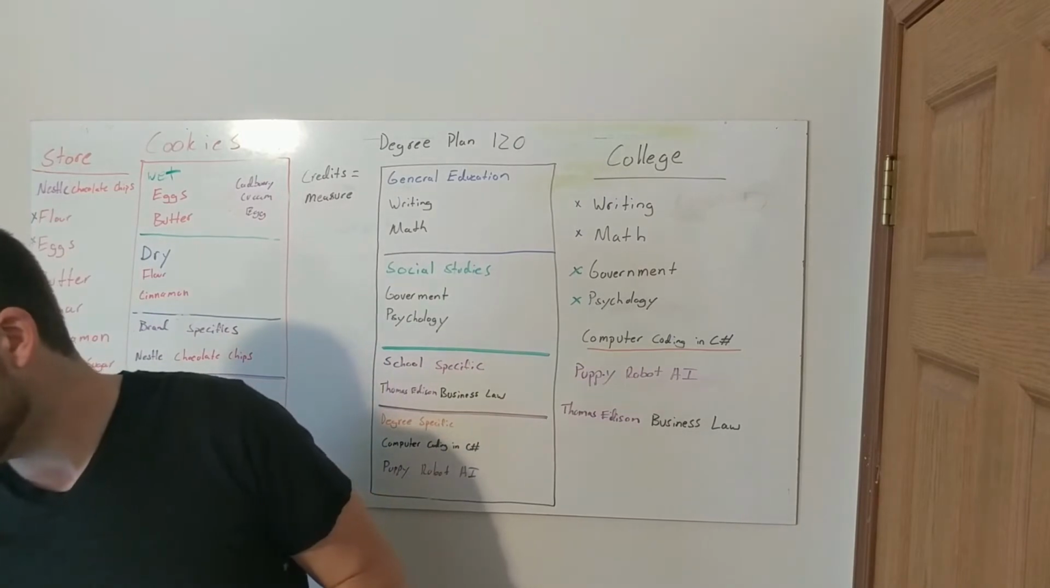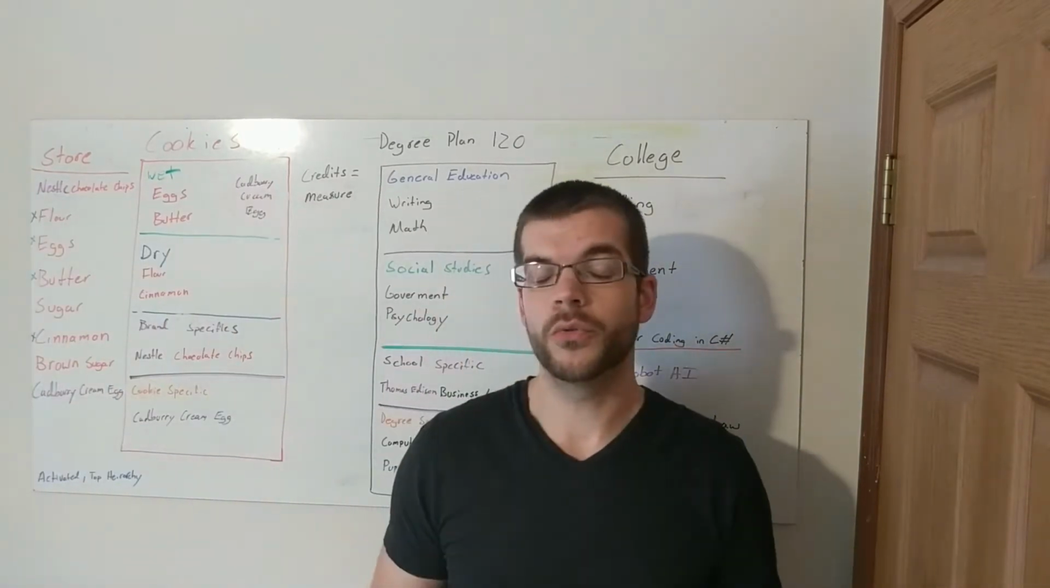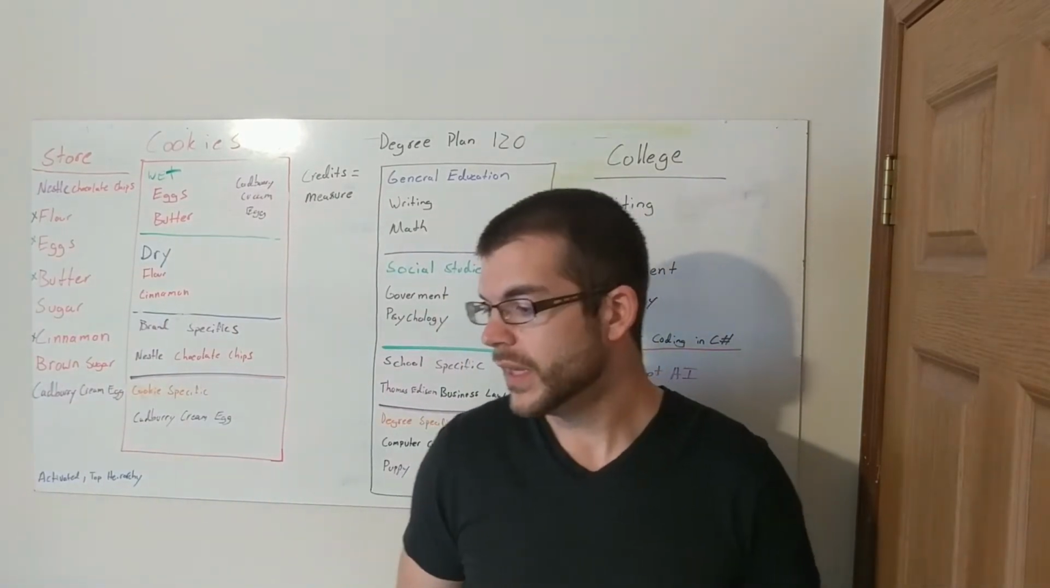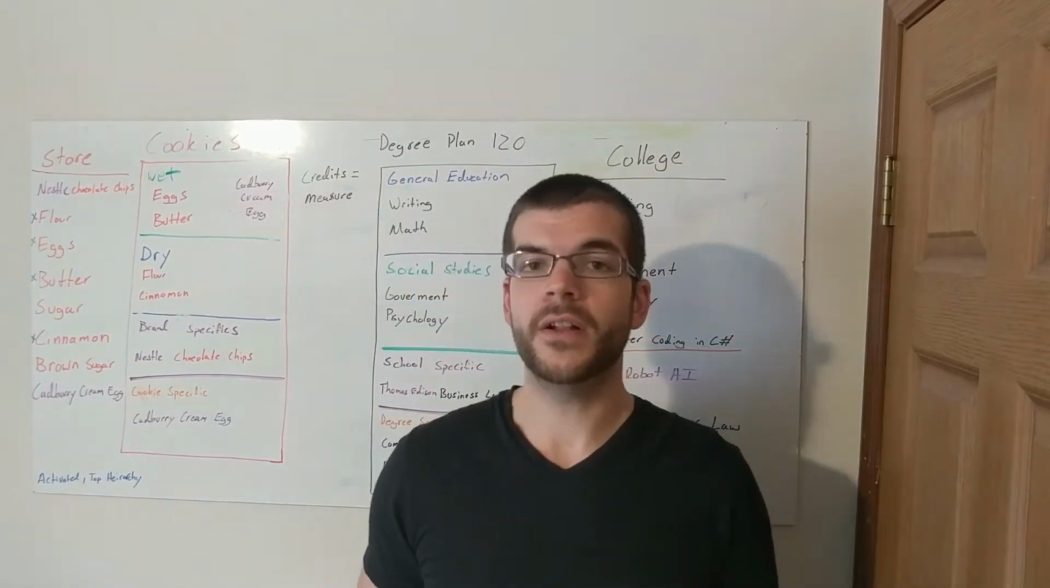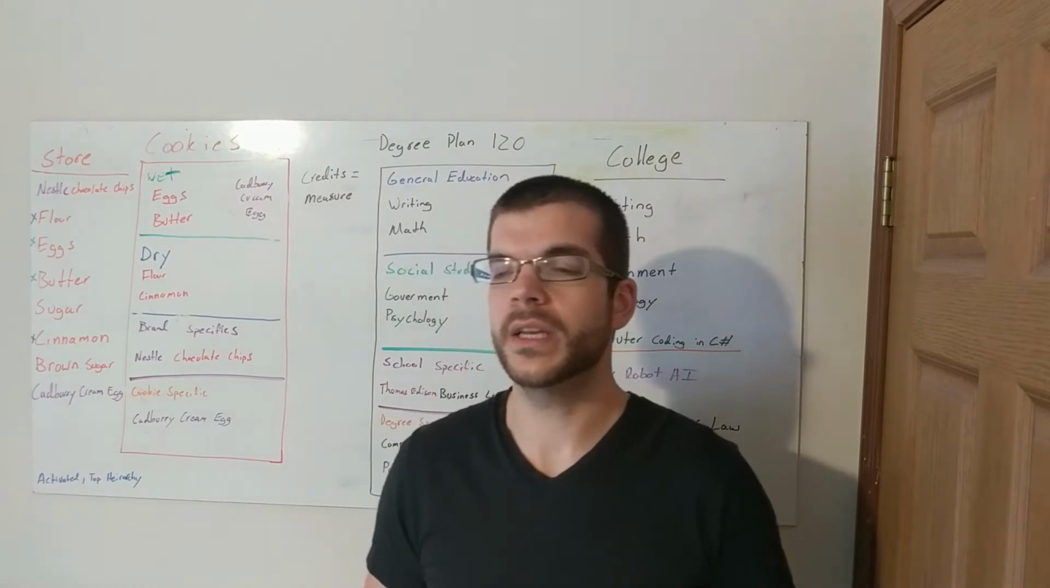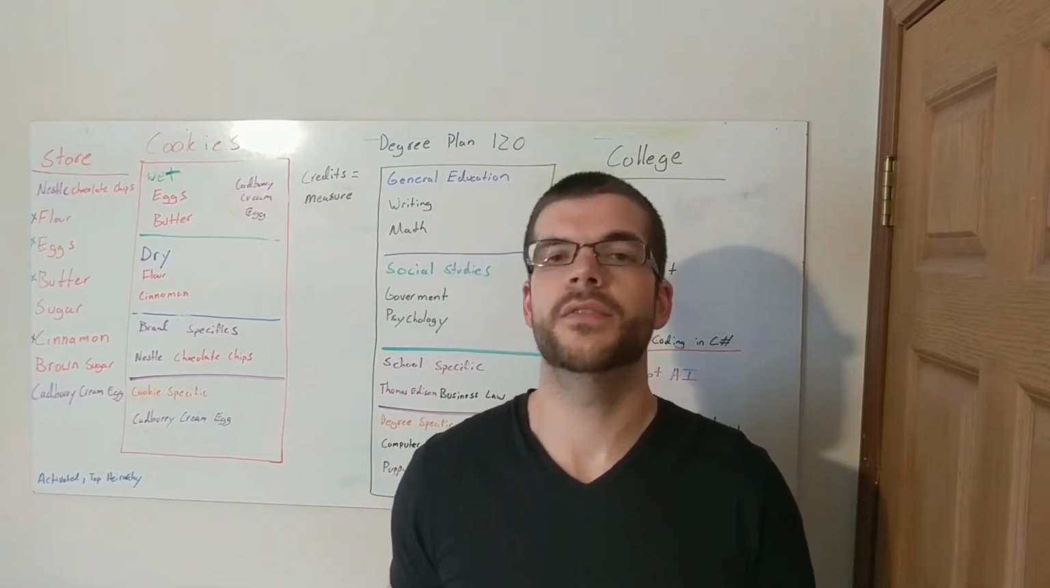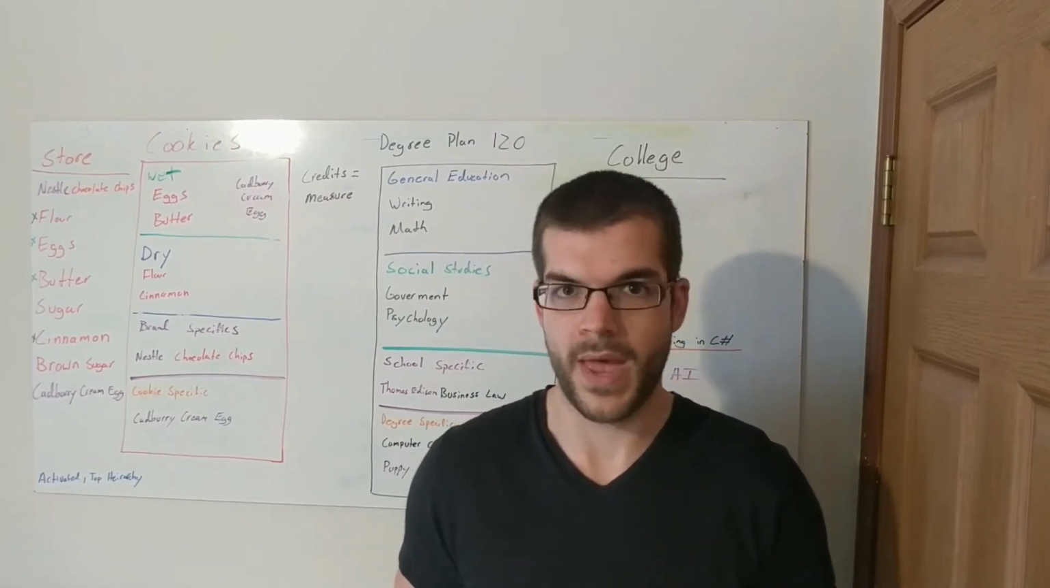So degree plans are recipes, and every college has their own recipe, and that's really important to know. In order to say that you've got a degree from a certain college, you have to follow their recipe. This is a little bit like getting the recipe off the back of the Nestle or the Toll House chocolate chip bag.